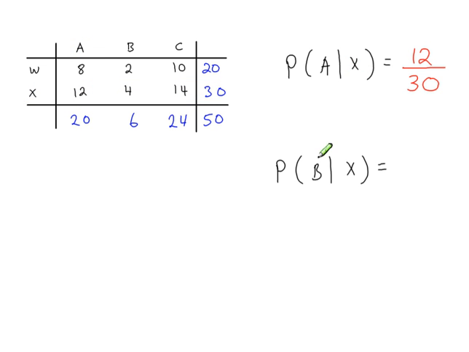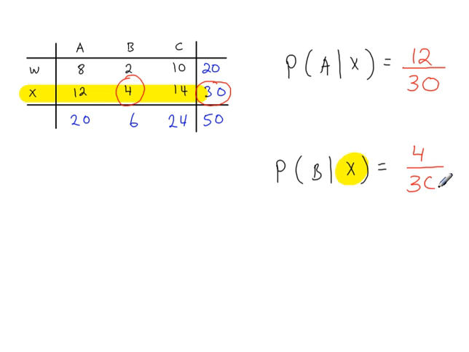The probability that event B happens, given that X has already happened. So again, look at the one on the right hand side, which is the X. Event X is in that row there, and event B is in this column, and where do they meet up? On the 4. 4 out of 30.